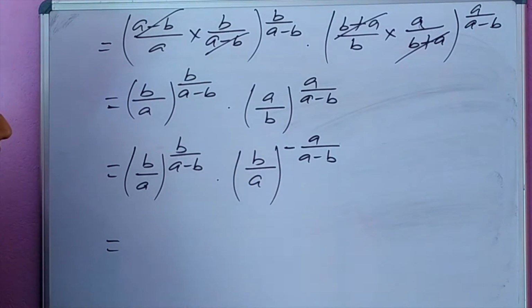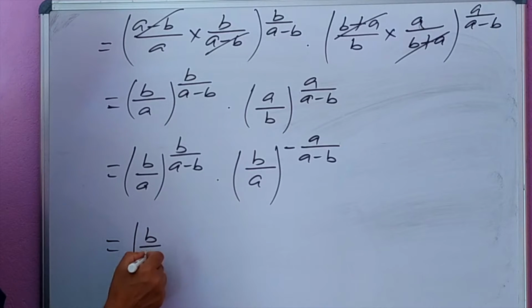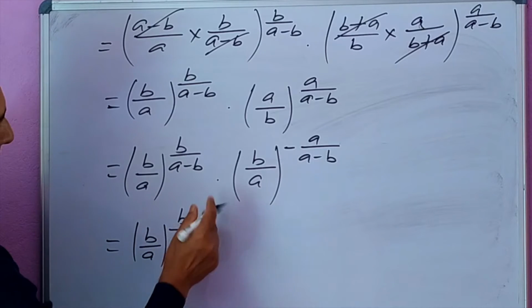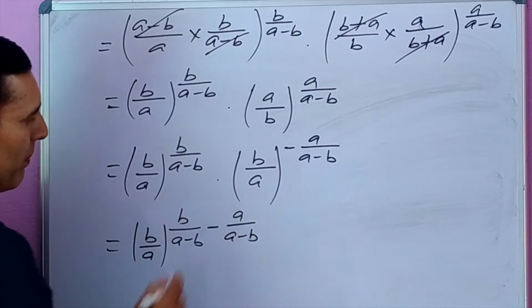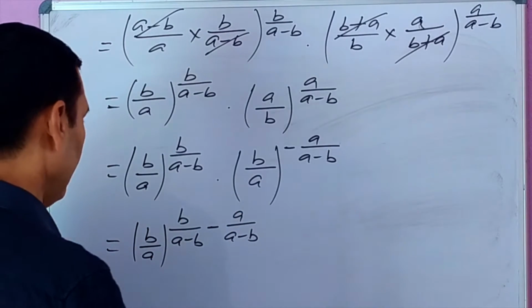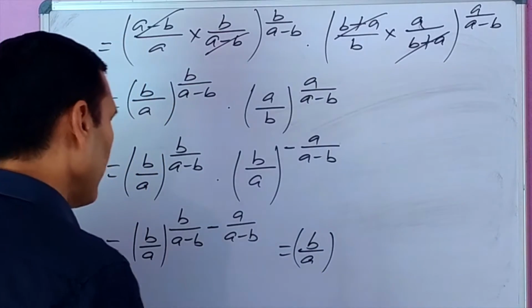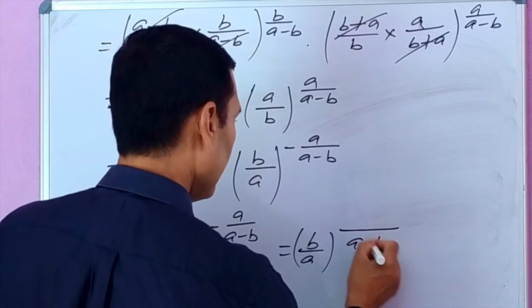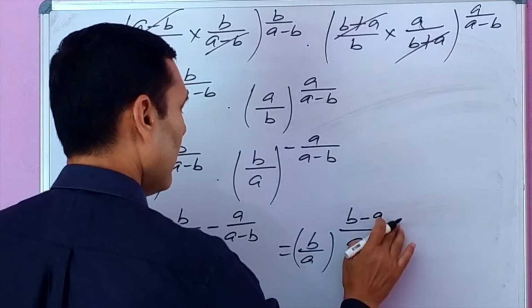Now we have the same base. On the same base, powers are added together. So b upon a whole to the power b upon a minus b minus a upon a minus b. It is b upon a to the power, we have the LCM a minus b, so it is b minus a.